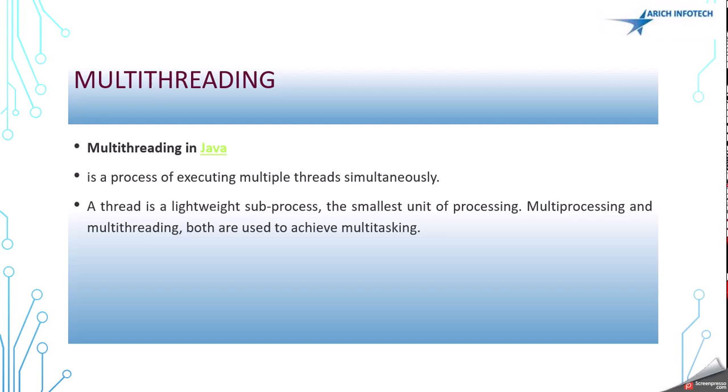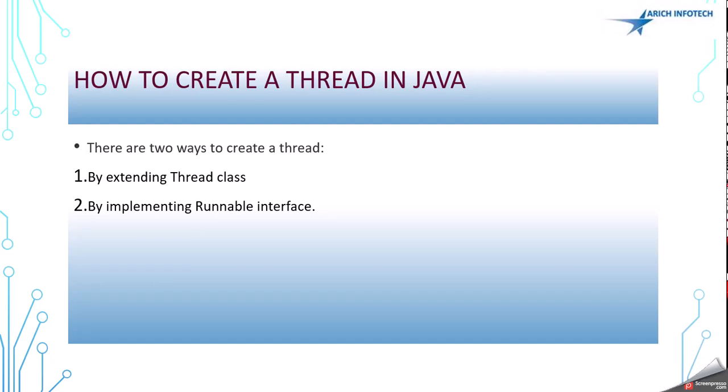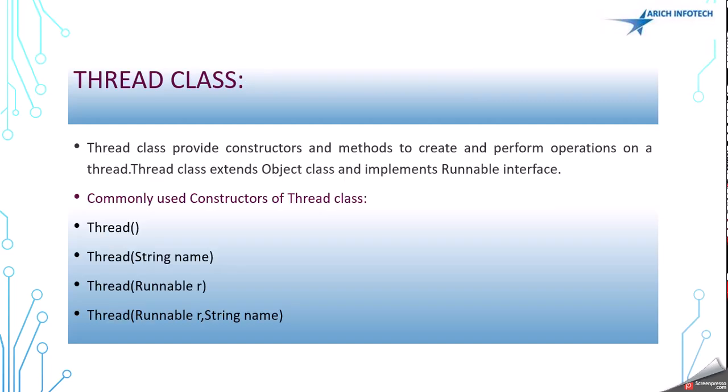Multithreading in Java is a process of executing multiple threads simultaneously. Life cycle of a thread: new, active or runnable, blocked, timed waiting, and terminated. But you can say new, runnable, running, and blocked states. How do we create a thread in Java? We have two options: the Thread class and the Runnable interface. The Thread class has constructors where we can pass a string name, and we can also pass an object of a class implementing the Runnable interface.